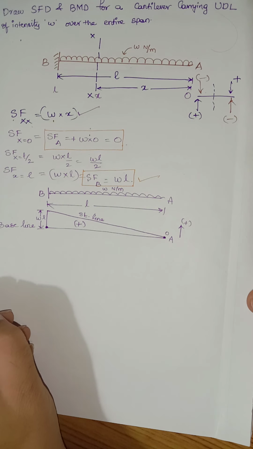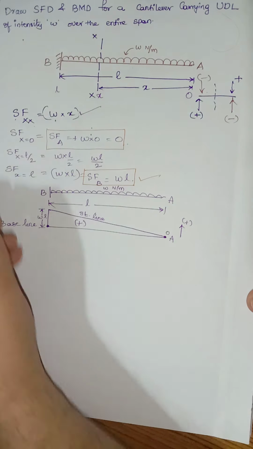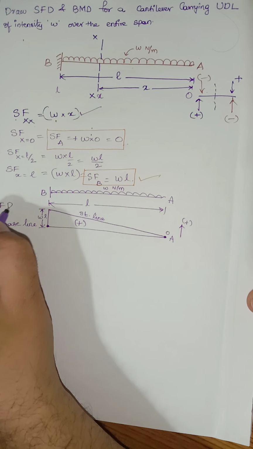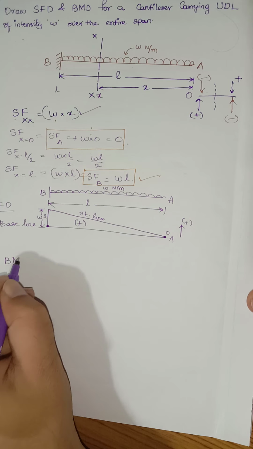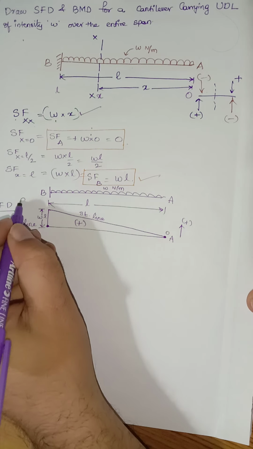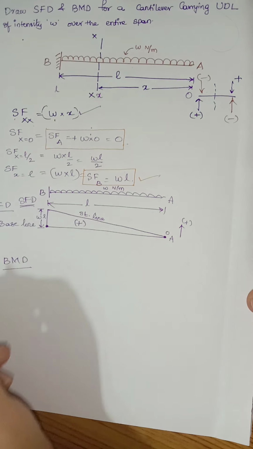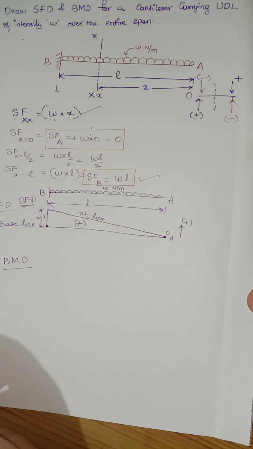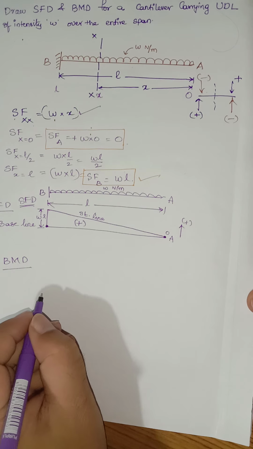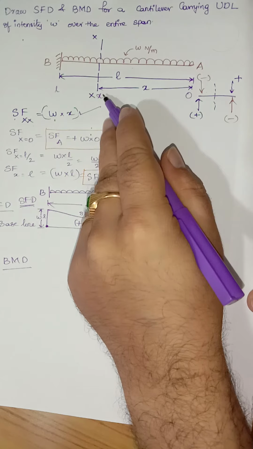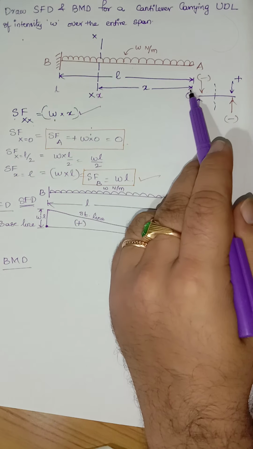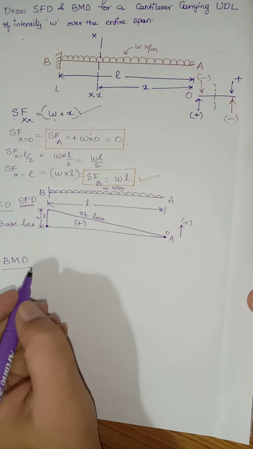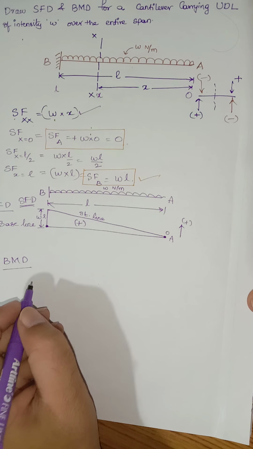Next, let us go with the bending moment diagram. This is SFD, the shear force diagram. Now let us go with the bending moment diagram, BMD. Same thing again, let us consider a section. As you can see here, we have already considered a section X-X, located at a distance of X. Now I'm generating the bending moment equation here.